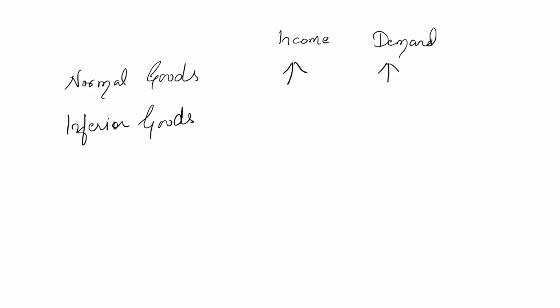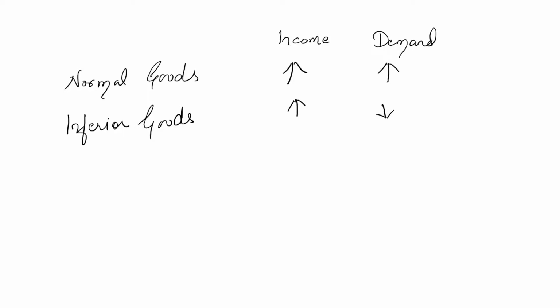Inferior goods are those goods whose demand decreases with the rise in income of the consumer or vice versa. Examples of inferior goods are low quality coarse cereals. For people at lower level of income, these low quality coarse cereals are normal goods to them.